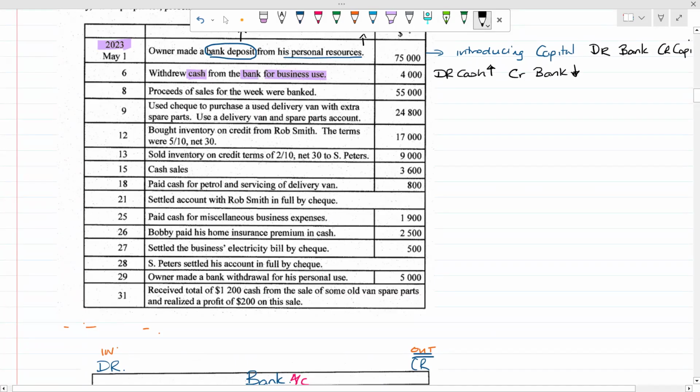May 8, proceeds of sales for the week are banked. So this is sales and bank. So you're identifying the accounts, and then you need to identify increases and decreases. Sales is increasing, yes? And bank is increasing. Agreed? So if we bank sales, what are we going to do with bank? Bank is going to do what? It's going up. Debit or credit?